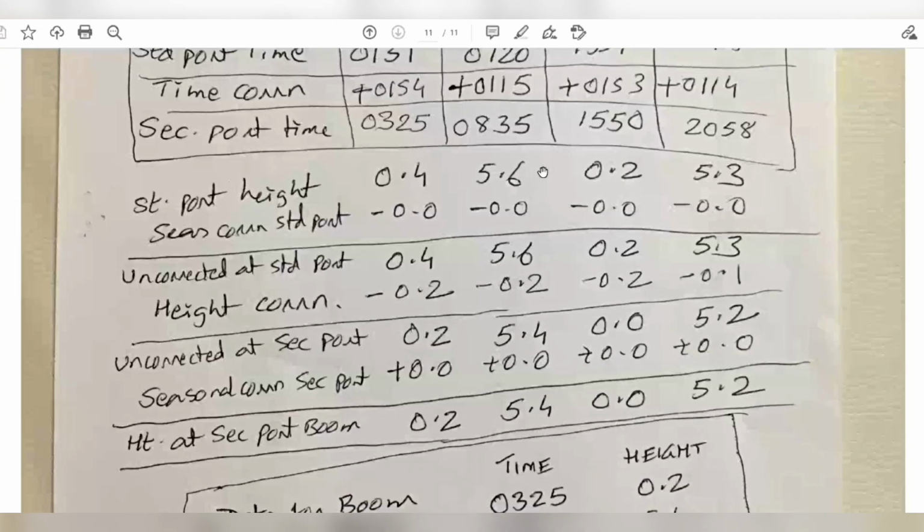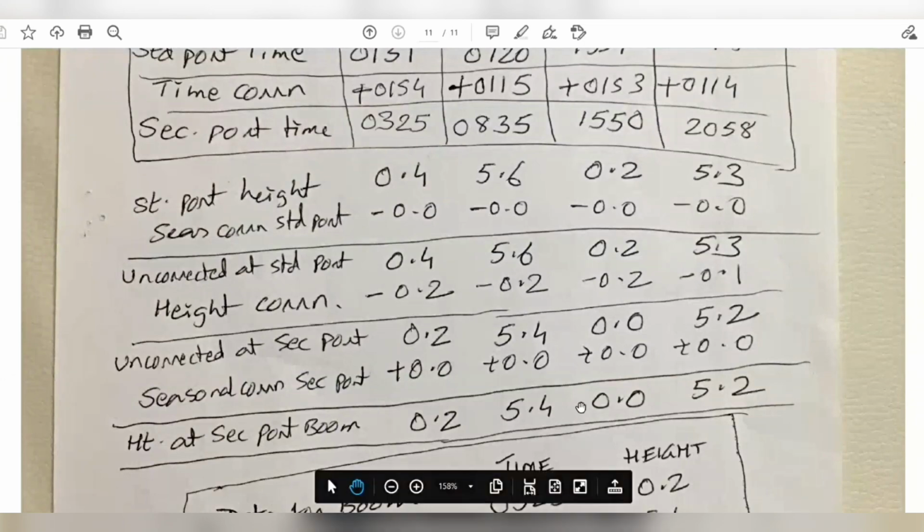Standard port height is given, that you have already written down. Seasonal correction, I'll tell you how to get. You have to subtract. What will you get after this? Uncorrected height at standard. So 0.4, 5.6, 0.2, 5.3. These are uncorrected heights of low water and high water at standard port. Now what is the correction to be applied to convert to secondary port? That is known as height correction. So apply that height correction and you will get uncorrected height at secondary port. Now you add seasonal correction for secondary port. You will get height at secondary port.